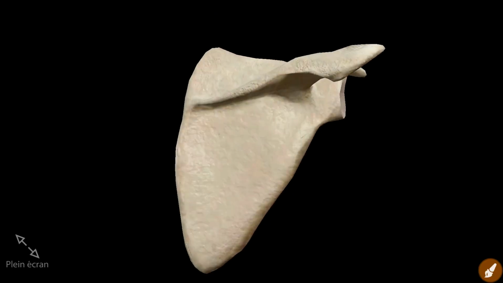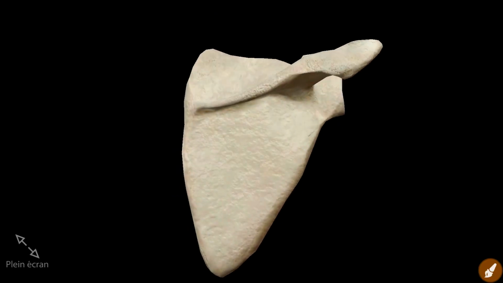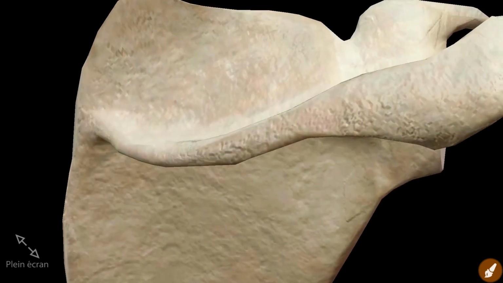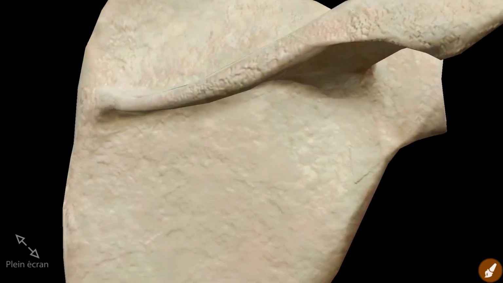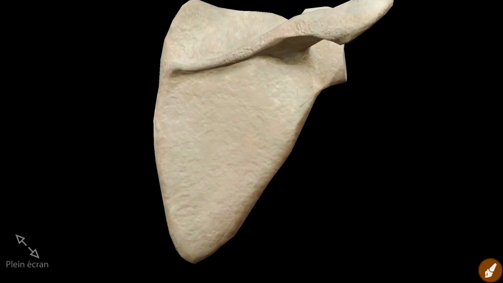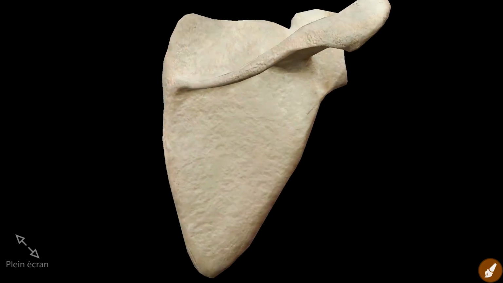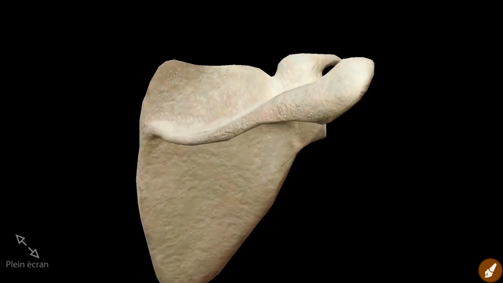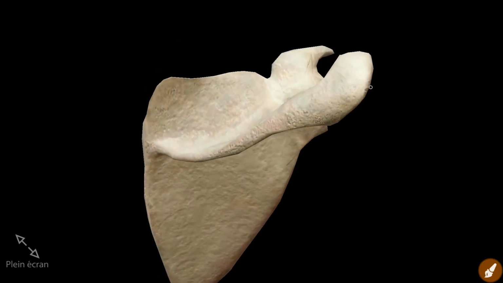Now we are going to describe the posterior surface. It is divided by this region. This is what we call the spine of the scapula. It divides the posterior surface into two regions: the supraspinous fossa and the infraspinous fossa. The scapular spine projects laterally as the acromion process.